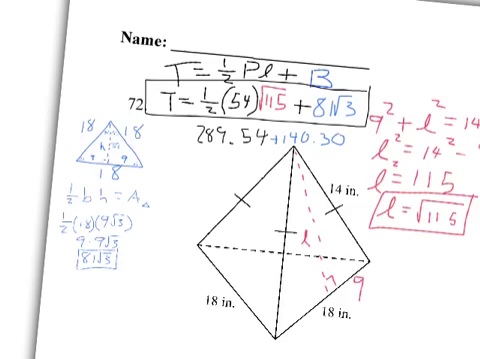And if I add those two things together, I get about 429.84, and it was all in inches, so we're going to say inches squared. 429.84 inches squared. All right, there you go.